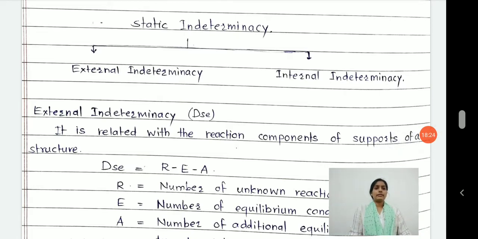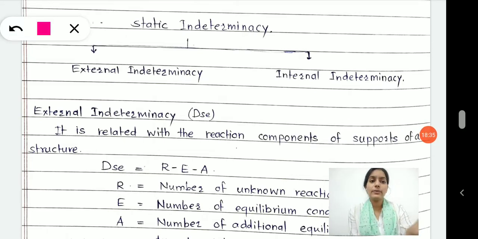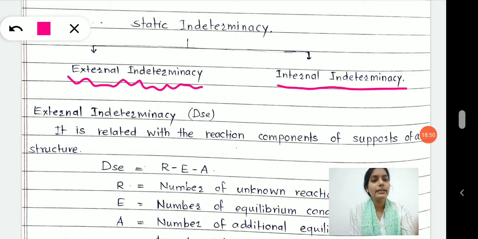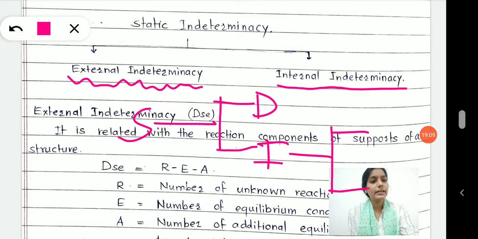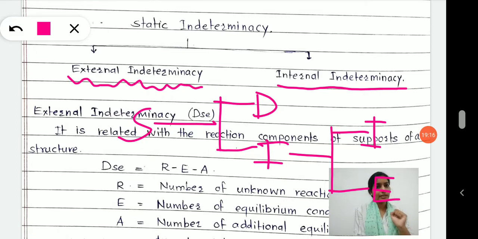Now, static indeterminacy. First of all, I said a structure is statically determinate or statically indeterminate. If my structure is statically determinate, then we can solve it with the equilibrium equations. But if it is statically indeterminate, it falls into 2 further categories: external indeterminacy and internal indeterminacy. If my structure is indeterminate, is it internally indeterminate or externally indeterminate? That we have to understand. That is how we are following the chart, right?